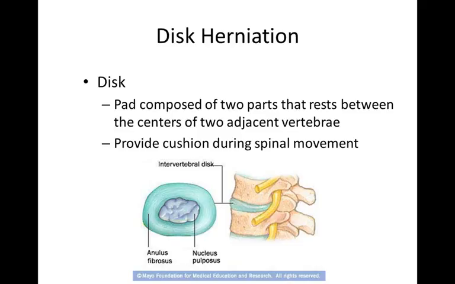The disc itself is composed of two parts: the annulus fibers, which is an outer connecting ring, and then an internal nucleus pulposus, which is more of a jelly-like substance. These two components together make the intervertebral disc itself. It usually sits between the vertebrae of the spine, and its purpose is to provide cushion during movement.